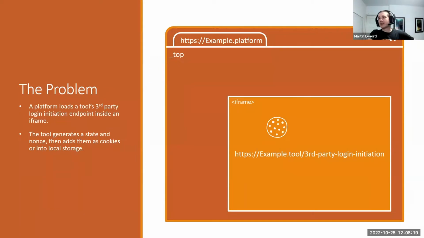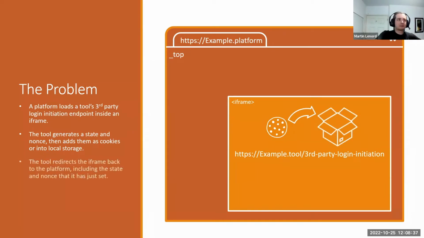So the tool is going to say, okay, I need to know that the user has launched inside this frame. So it's going to generate a state and a nonce. And it's going to add those to a cookie, or it might put them in local storage or something like that, so that it can access them later. So it's added them into the cookies.